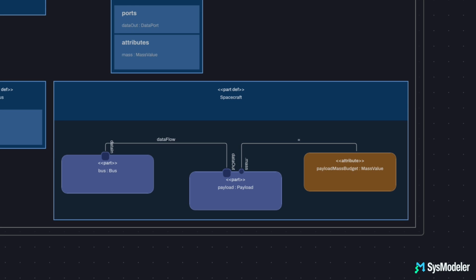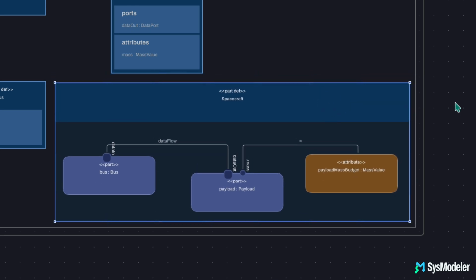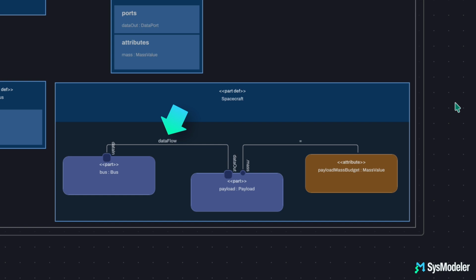You will see a large boundary box, which is the spacecraft. Inside it, three smaller boxes appear, which are the payload, the bus, and the payload mass budget. A solid line, often with an arrowhead indicating direction, connects their respective ports, labeled data flow. This visualizes the physical or logical wire.